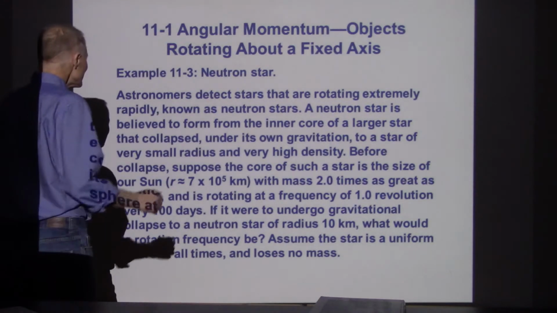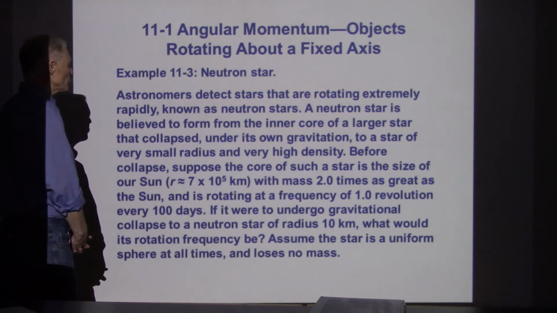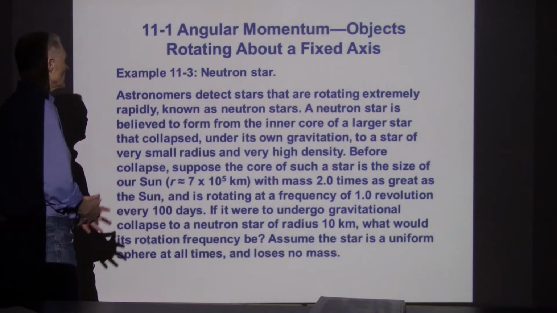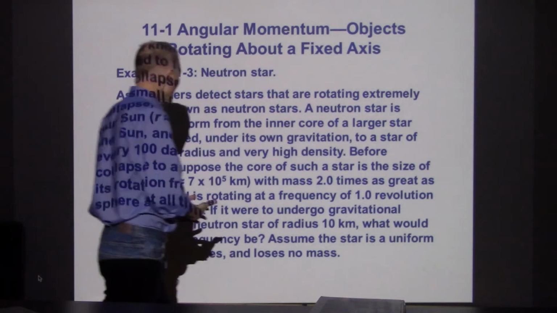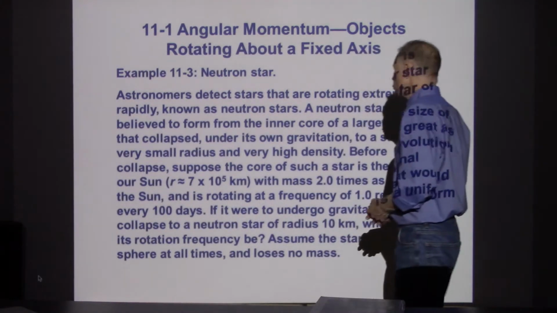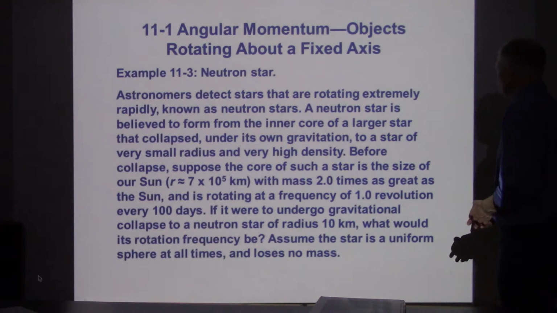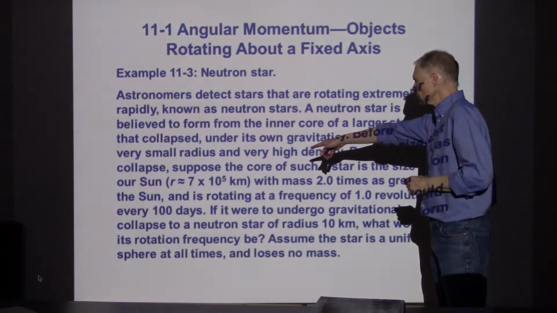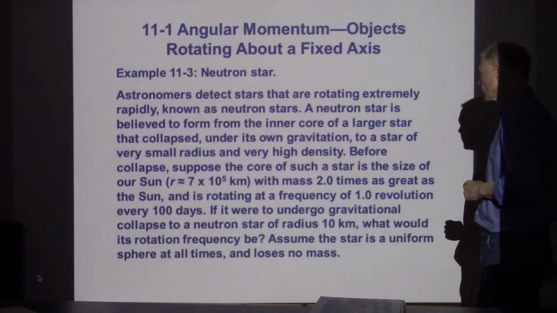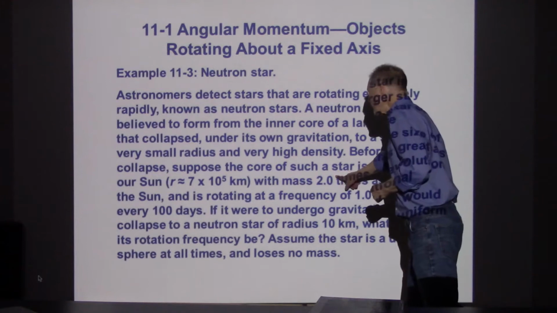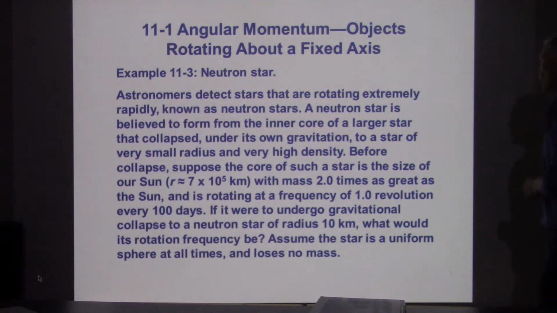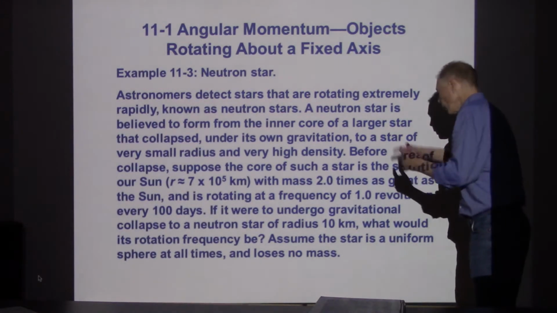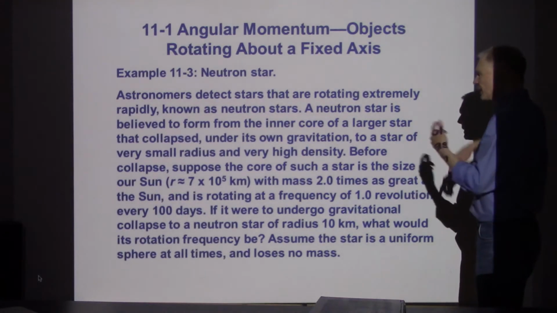So our best understanding of how neutron stars form suggests the following. Suppose we had a star the size of the Sun, with a radius of 700,000 kilometers, but with twice as much mass, and it's rotating one rotation every 100 days.